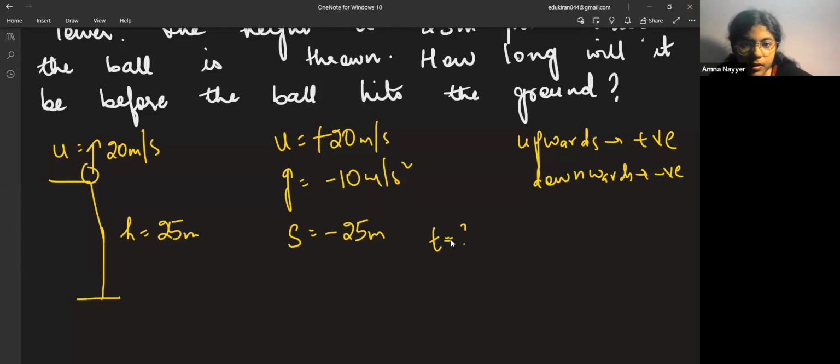V is equal to U plus AT. Final velocity is not given to us. V is not given, using just this is your acceleration. S is equal to UT plus 1 by 2, yes, S is equal to UT plus half AT squared.